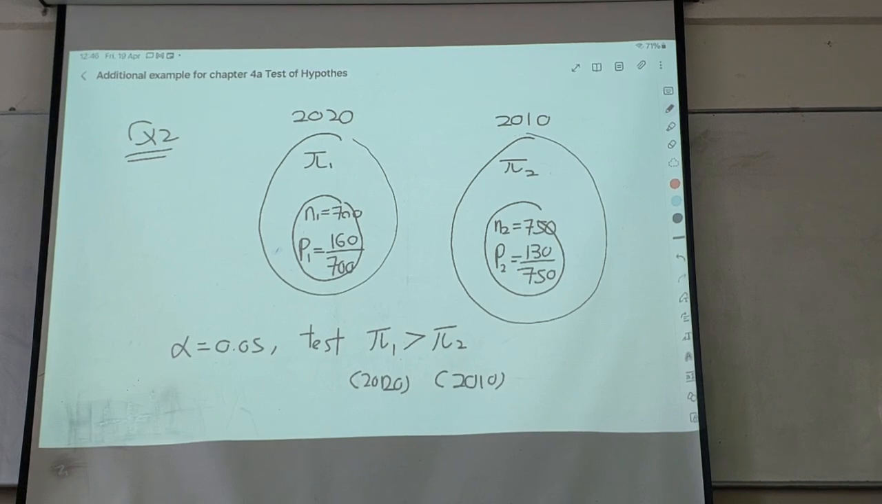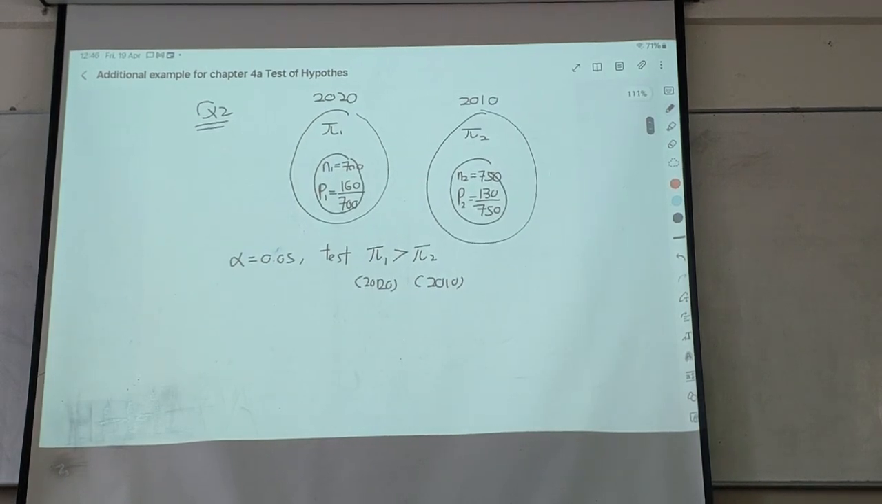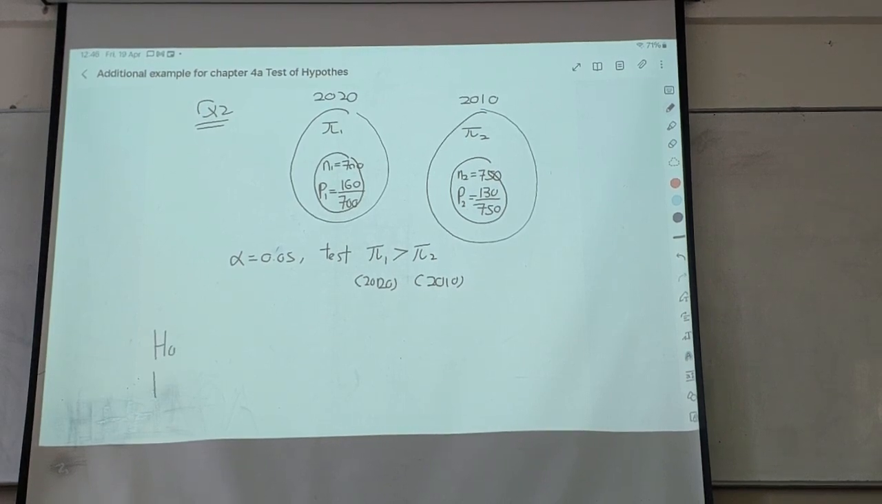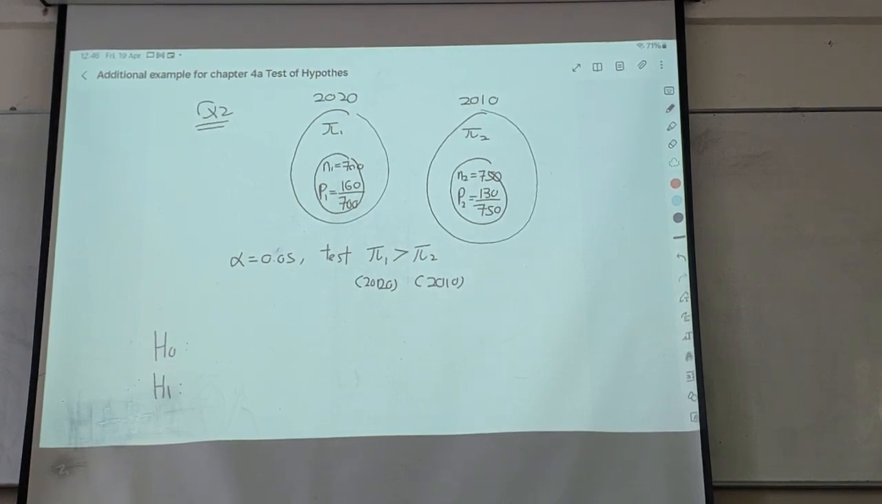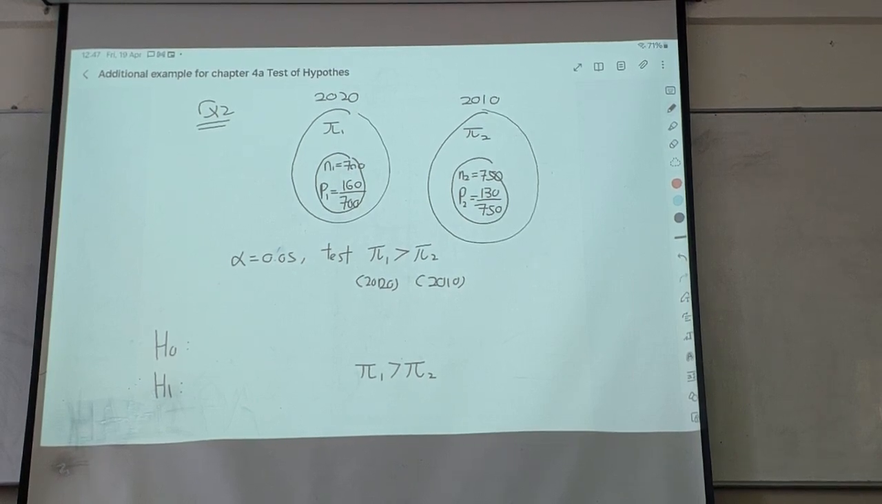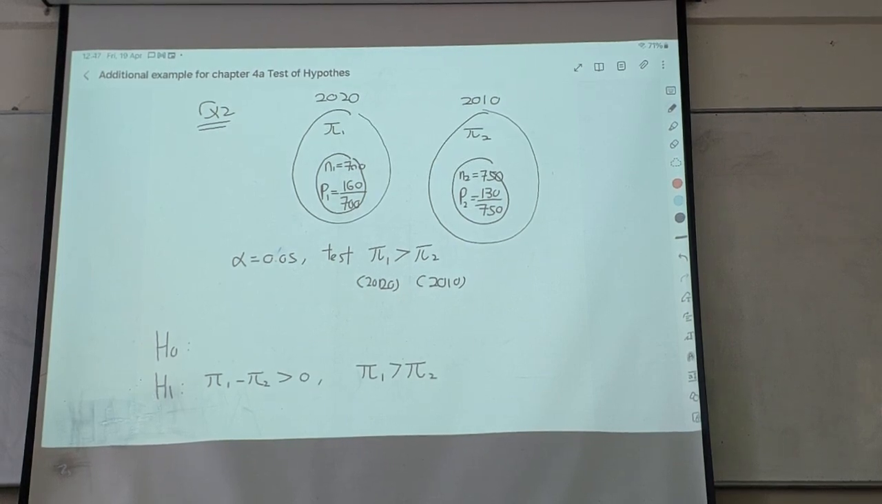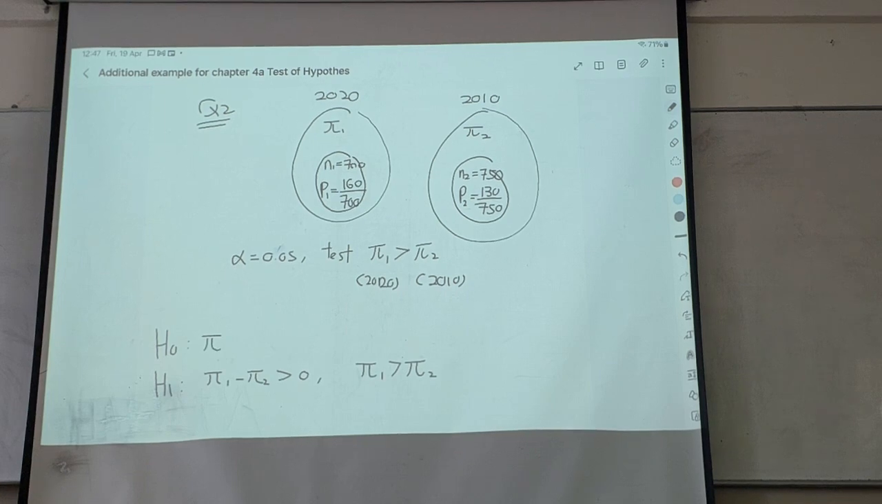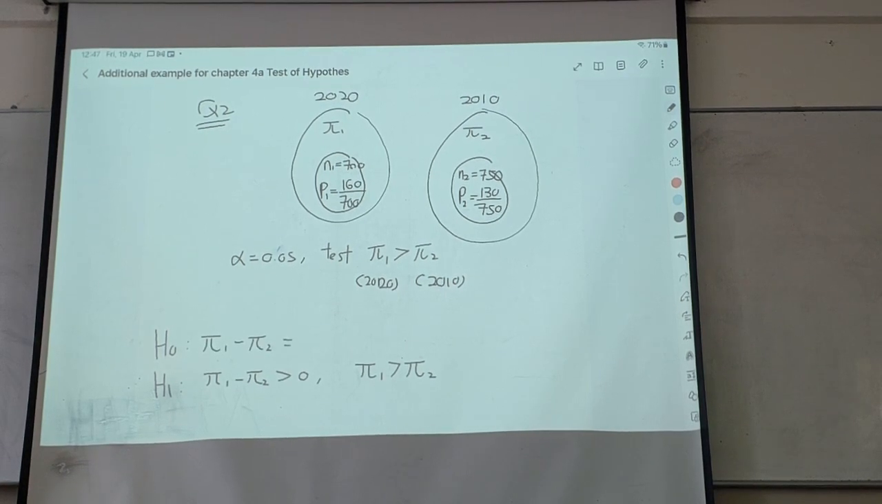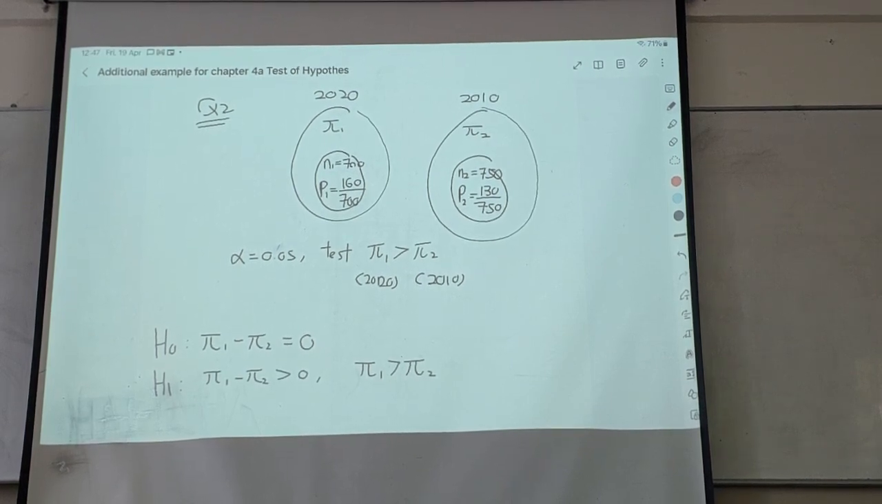Understand? Okay, so based on this objective, first step, form the hypothesis. We know our objective we have to prove is pi 1 is greater than pi 2. So we have to rewrite it in this form: pi 1 minus pi 2 more than what? More than 0. Hence, how do you form the null hypothesis? Pi 1 minus pi 2 is equal to 0. Okay, with this we get the terms for this part already.